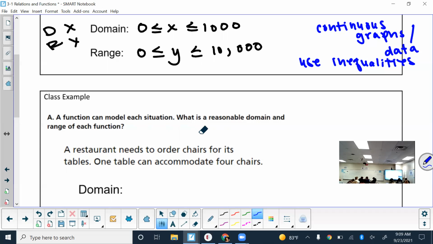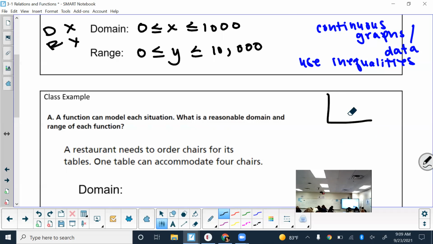All right, next example. We have a restaurant that needs to order chairs for its tables. One table can accommodate 4 chairs. So think about how this data will look. Will it be more continuous or discrete? Discrete, because can I buy a fraction of a chair? No. So that's why it's going to look more like dots.